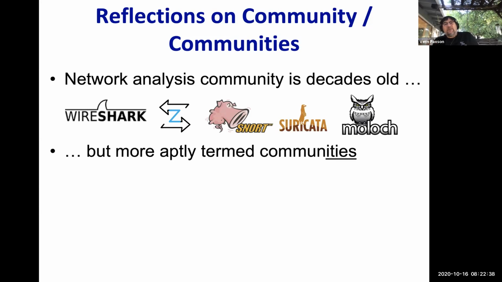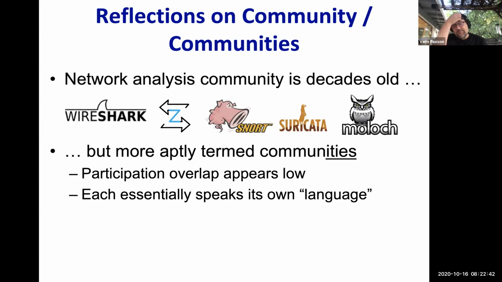But it's not really a community. It's more like communities. Namely, there's just not a lot of crosstalk like there could be, and this is why I was just thrilled to get the invitation to talk here today. And just 2 days ago at Zeek Week, we had the first time a presentation from the Suricata project. Just natural folks to be talking, and yet we don't tend to.